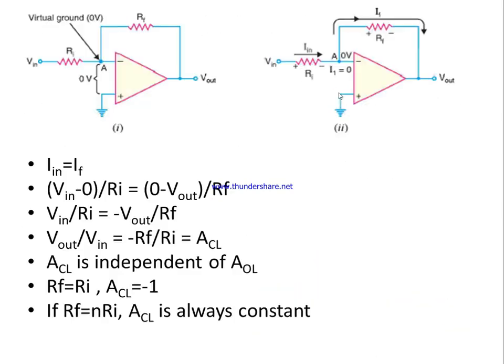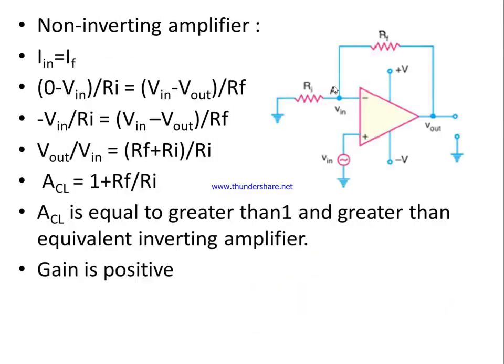So there will not be any virtual ground in a non-inverting amplifier. Okay. In an inverting amplifier, V plus was 0 volt, so V minus is also 0 volt. But in a non-inverting amplifier, V plus is VIN, so V minus is also VIN. Okay, so that is the main difference. There will not be any virtual ground in a non-inverting amplifier. And let's do the analysis.